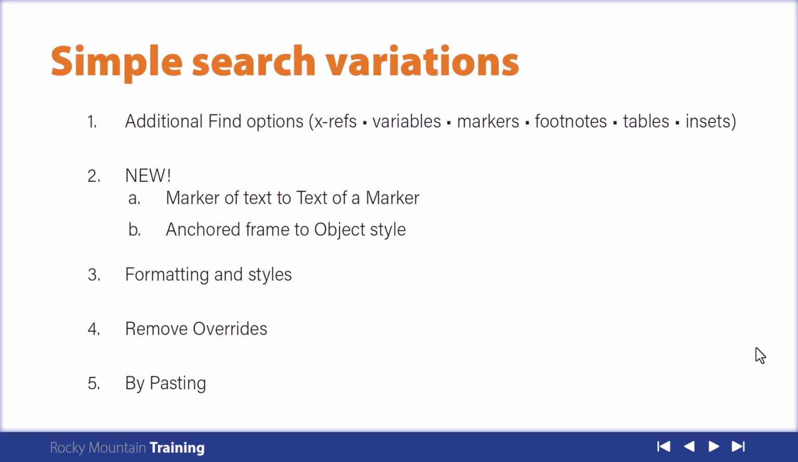There are 2 features that are new to FrameMaker 2022. That's the current version as of this recording, that even a longtime user who's good with find and change might have overlooked because it's a long menu and they're buried in there. So I want to show you both of those. And then I want to show you some productivity find and change features with formatting and styles and overrides, and by pasting is actually more formatting.